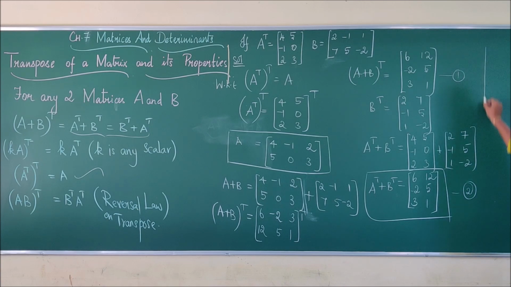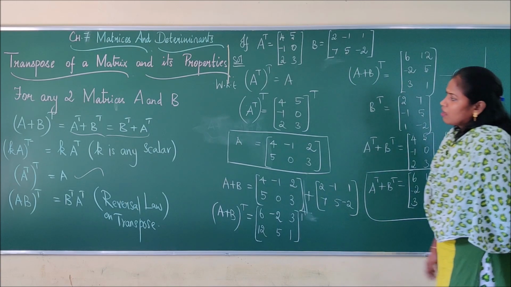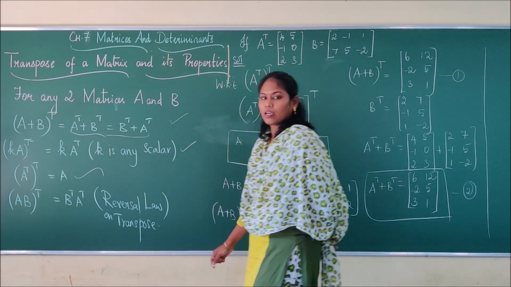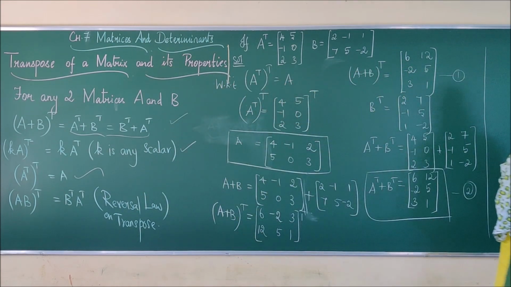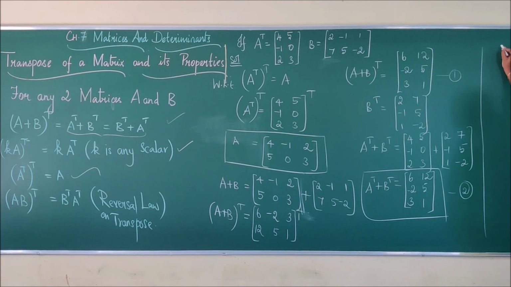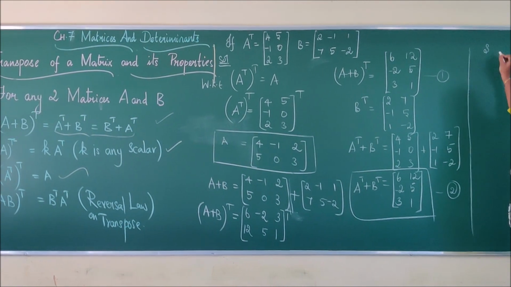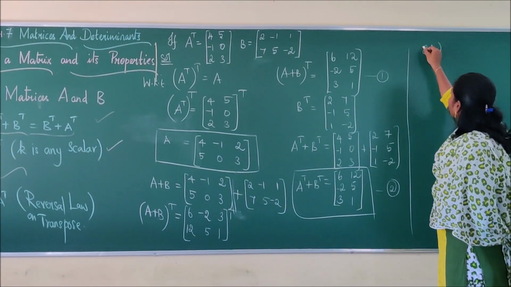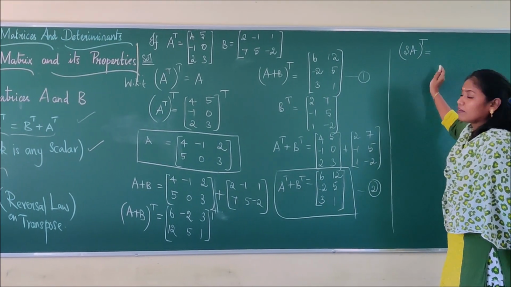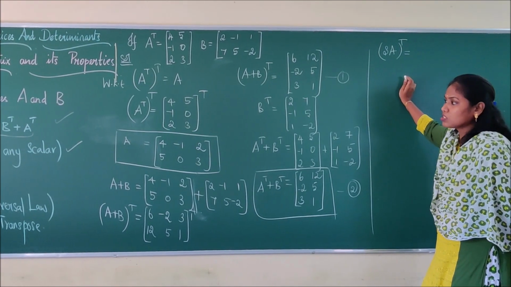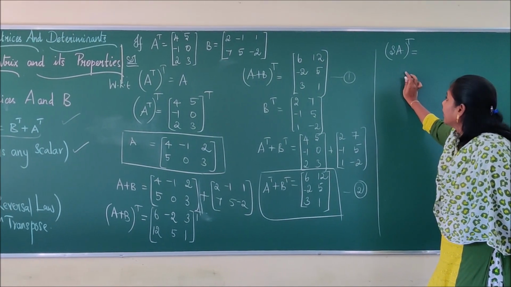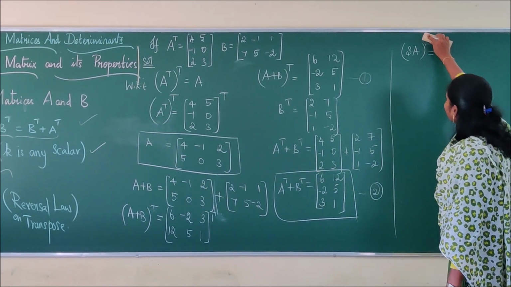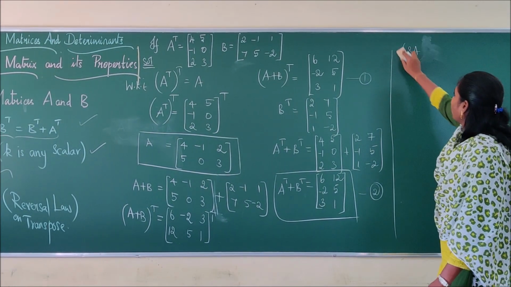Okay. So next, we have checked this and now we are going to check this. I am going to multiply A transpose. I have K, let us take 3 as K. I have (3A) the whole transpose. I have to find the value of (3A) the whole transpose. First I will find the value of 3A, then we will go for the transpose. What is my A here?